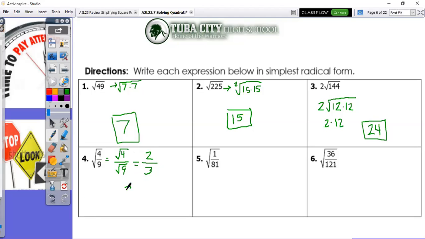So now my answer is 2/3. Okay. Nicely done. Moving on.